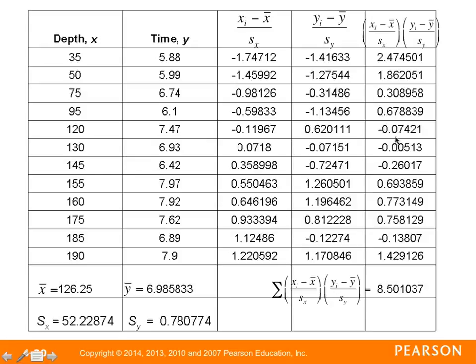You can get negative values in this if you have a negative for one and a positive value for another. And then once you have all of these values, you go ahead and you add them all up. So you would just take your calculator, or again, if your graphing utility will calculate R for you, I would highly recommend that you do that because this can be fairly time consuming if you have a lot of observations. But if you add all of these up, you should get 8.501037.